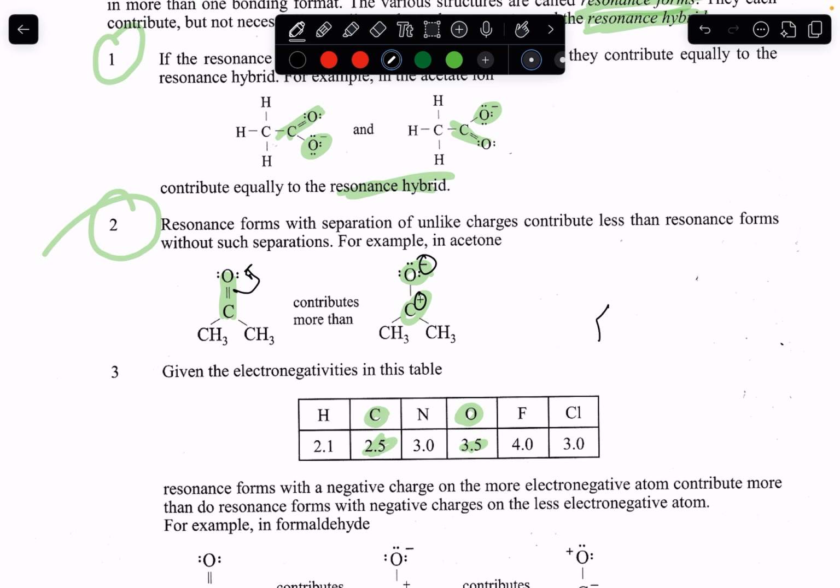Suppose I give you this structure and ask what the resonance drawing should be. The basic connectivity remains the same. The change is only oxygen minus and carbon plus. So these two are the resonance forms and this one contributes more to the hybrid structure. The reason is that a resonance form with separation of unlike charges contributes less than a resonance form without such a separation. So the form without charge contributes more to the hybrid structure.